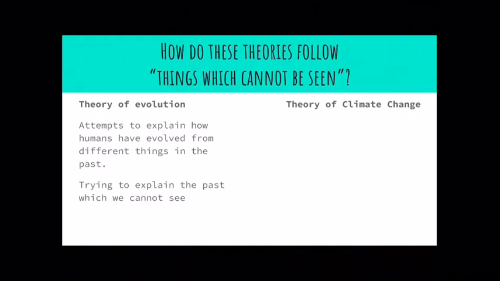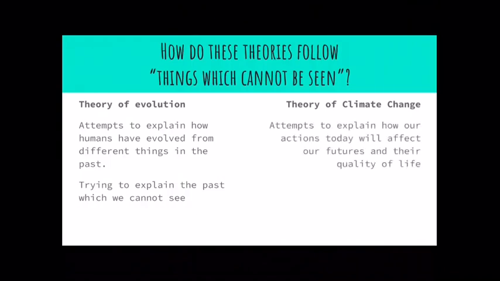Similarly, when we're talking about climate change, this attempts to explain how our actions today will affect our futures and the quality of life that we will have tomorrow. So again, because we are trying to explain the future, which we cannot see, therefore we are trying to explain things which we cannot see.